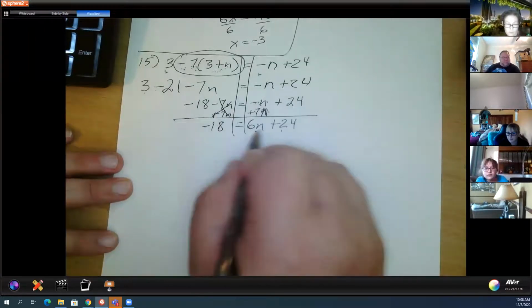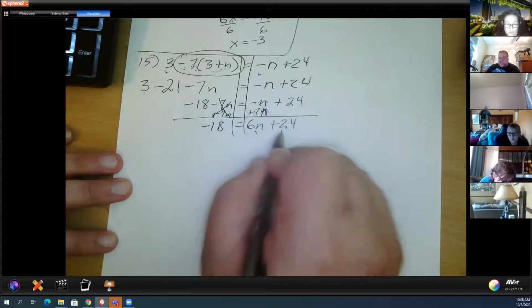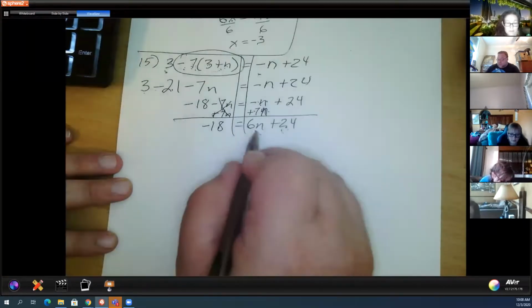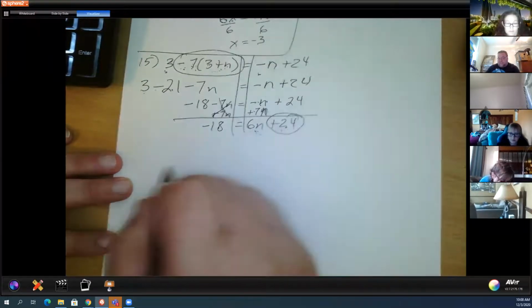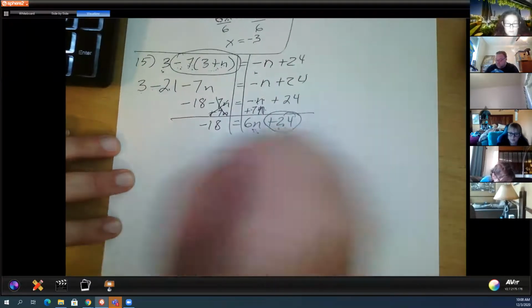Well, remember, I can't put those together because this is a number and this is a variable, right? So one of these two is out of place right now? The variable is all alone, right? There's no variable over here. So this is the one I'm going to move. All right, guys? So I'm going to subtract 24.